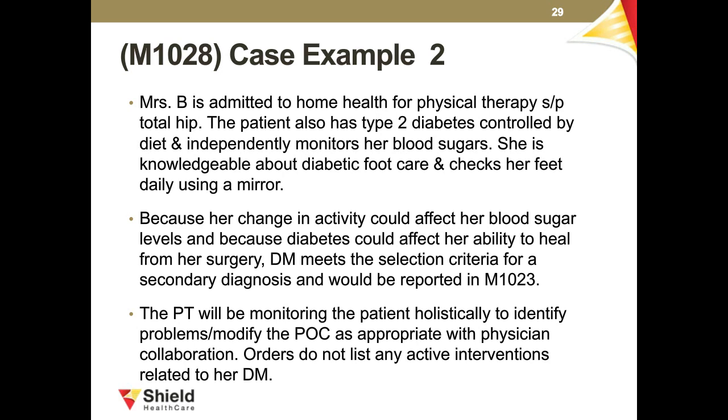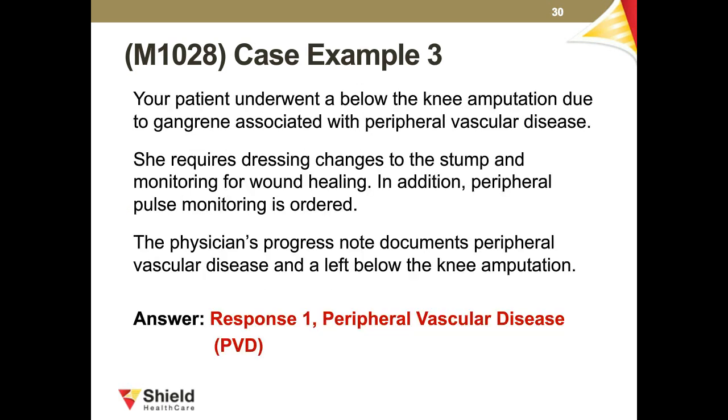Are they having changes in blood sugar? Are they seeing any different changes? So clearly the diabetes is related to this particular patient and is an active condition. So the second example also has diabetes as an active condition. If we look at example number 3 on slide number 30, what we're seeing here is a patient who had a below-the-knee amputation due to gangrene that was associated with peripheral vascular disease.